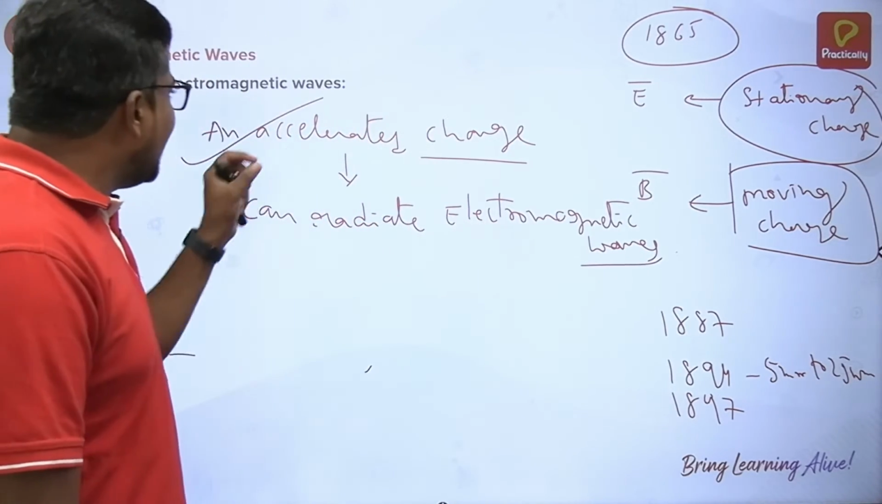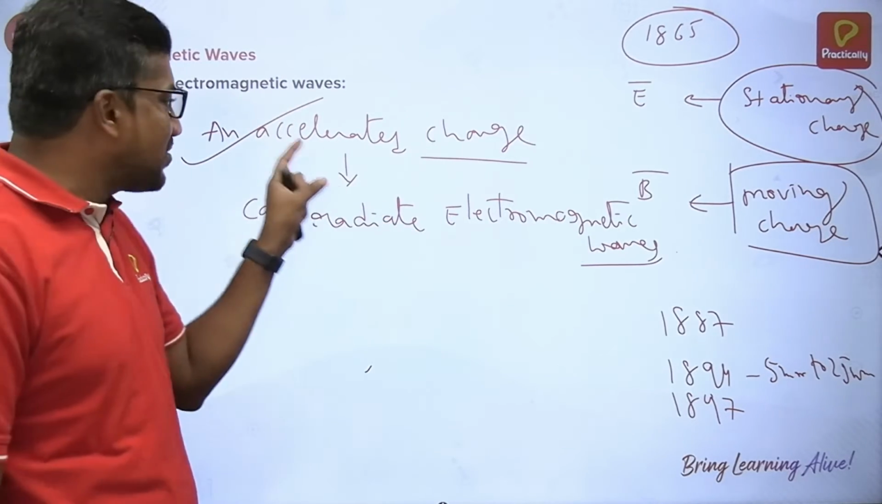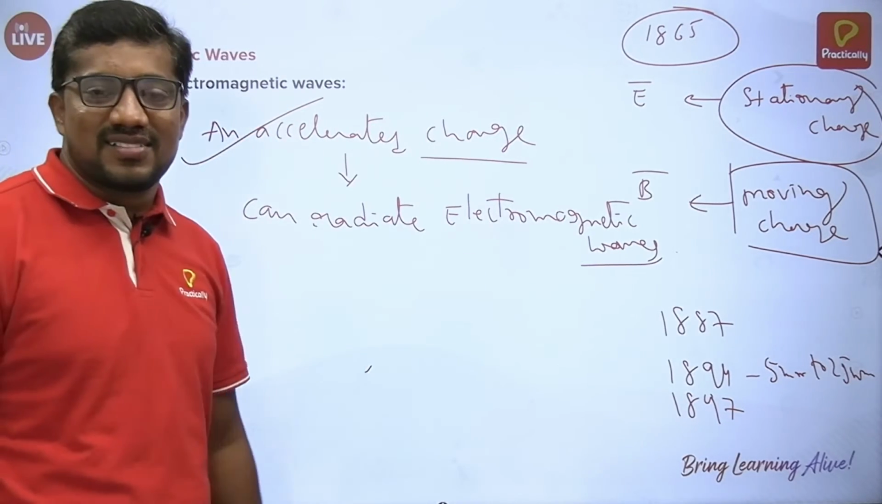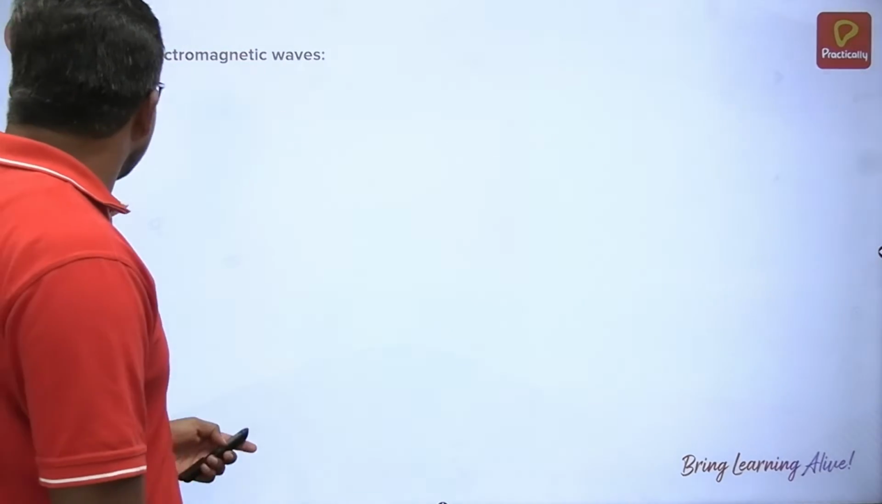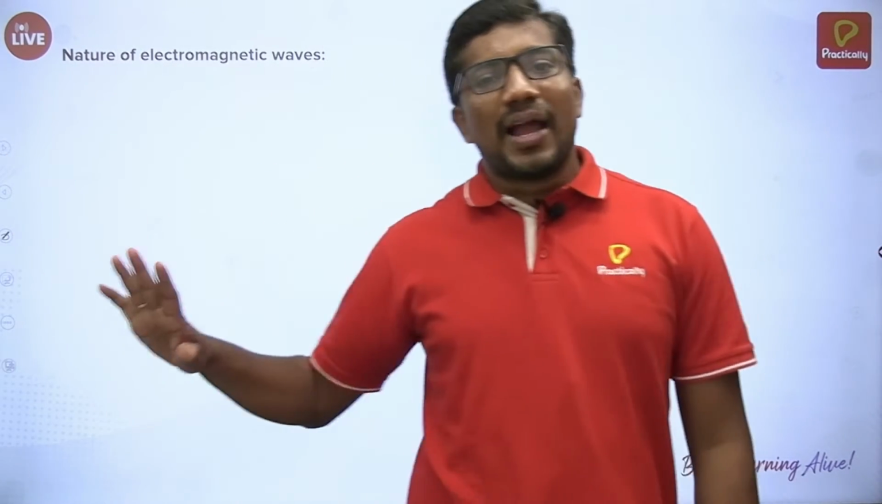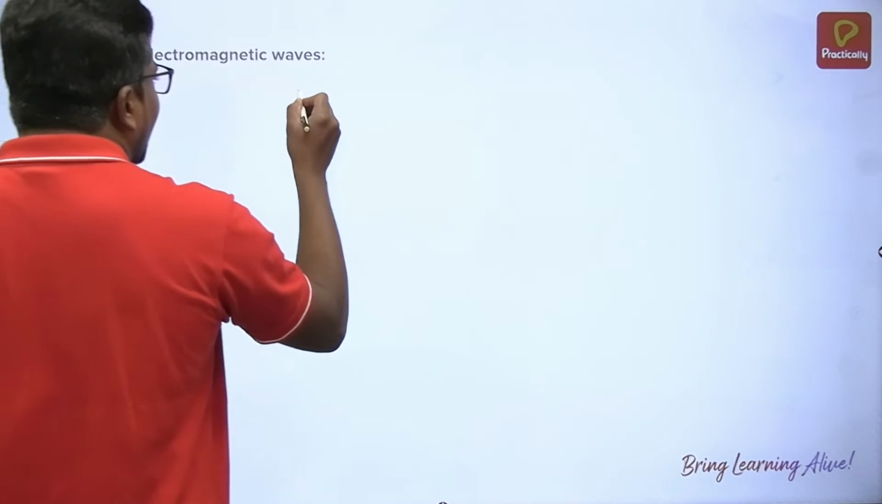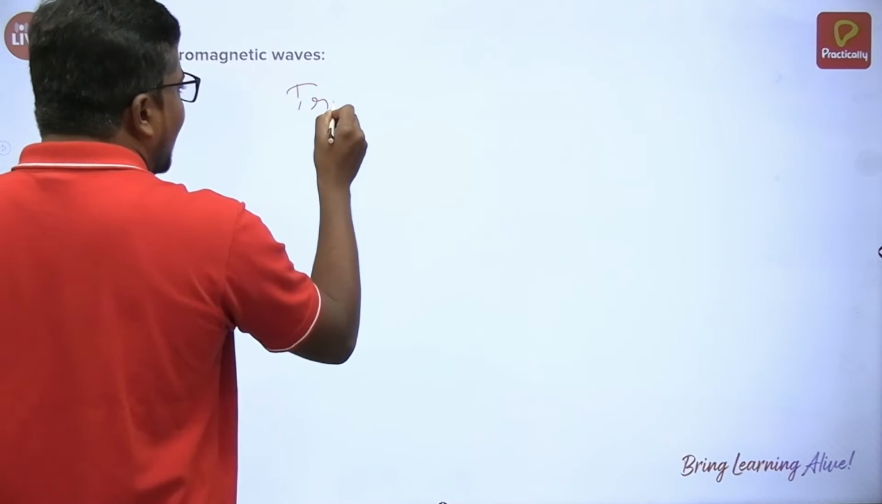Alright, so the source of these electromagnetic waves is what? Accelerated charges. Yes, the source we have learned. So electromagnetic waves are generated with the help of accelerated charges. Fine. What is the nature of those charges? What is the nature of the electromagnetic waves? Yes. Here the nature of the electromagnetic waves is basically transverse.